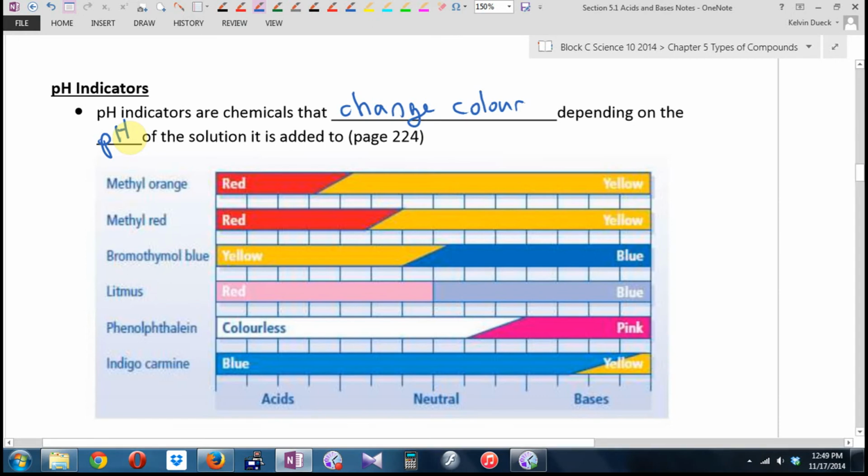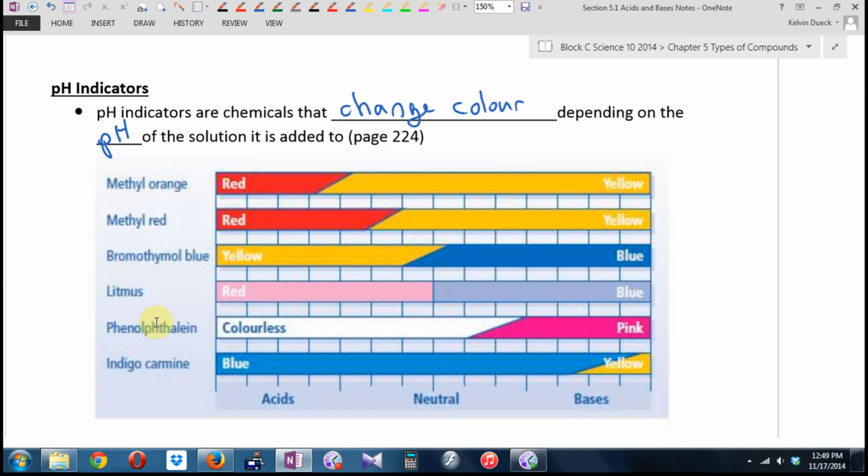So there's going to be 6 that we're going to be playing with. There's one called methyl orange, one called methyl red, one called, anybody want to try pronouncing that? Bromothymol blue. Litmus paper, 2 types. There's red litmus paper and blue litmus paper. Anybody want to try pronouncing this one here? Phenolphthalein. And then indigo carmine.